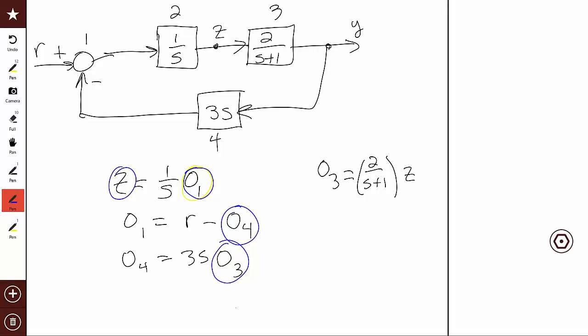Can you also pull Z, O2? Yes, I should have. So if Angel asks me to do this, this is what I do. I say, okay, one, two, three, four. Output one equals R minus output four. Output two equals one over S times output one. Output three equals two over S plus one, output two. See how easy that is? Output four equals 3S times output three. Boom, boom, boom, boom, boom.